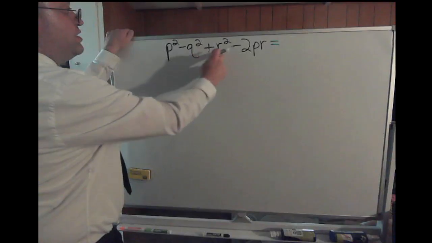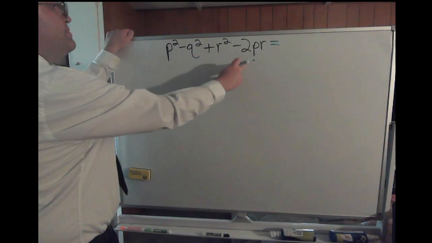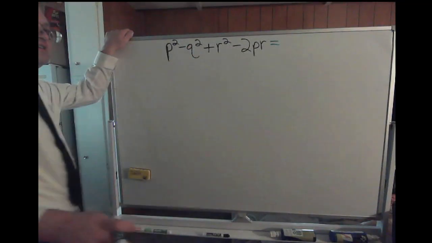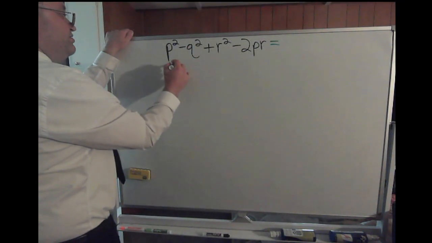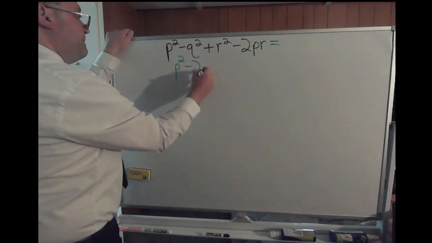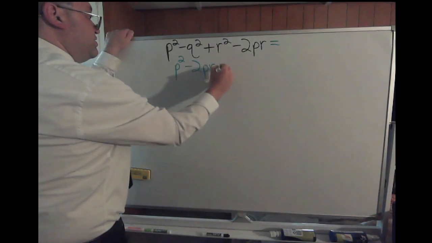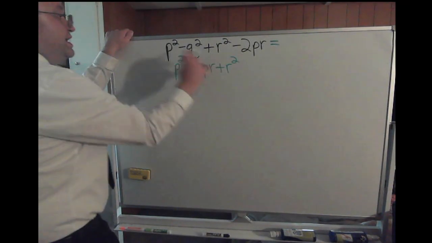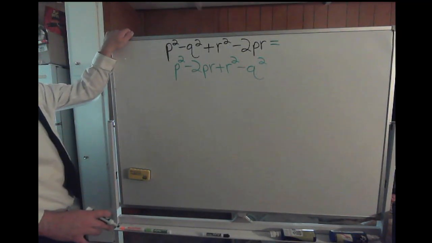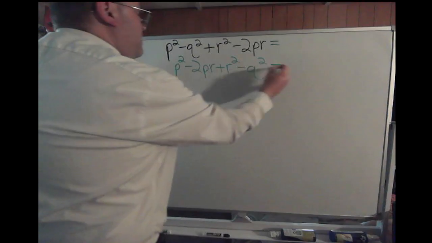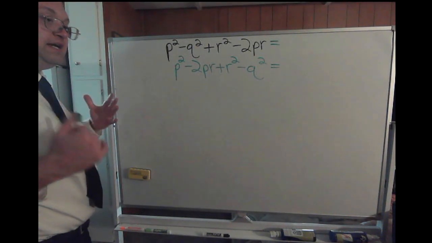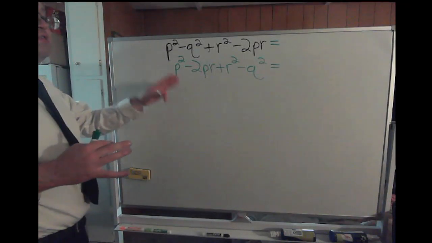Notice you have a p squared, an r squared, and a minus 2pr. I would arrange those so they're next to each other. The q squared kind of seems to be on its own. So use your commutative property of addition, you'll get p squared minus 2pr plus the r squared, then just minus your q squared. Now this looks a lot like something we can use, as opposed to this mess up here. If you can spot terms that look a lot like a binomial square, that will really help you.